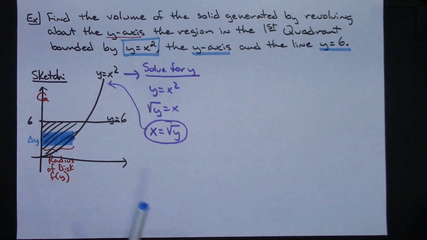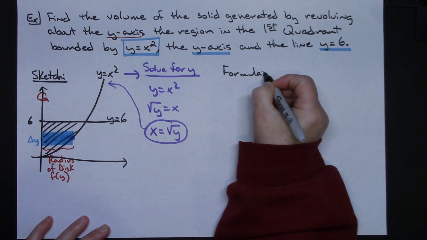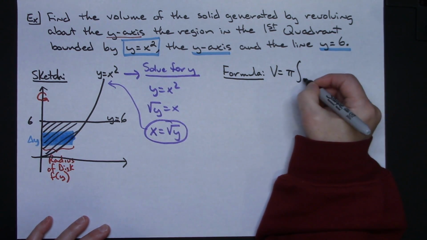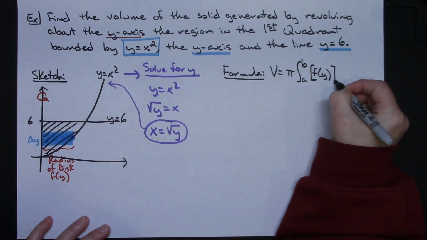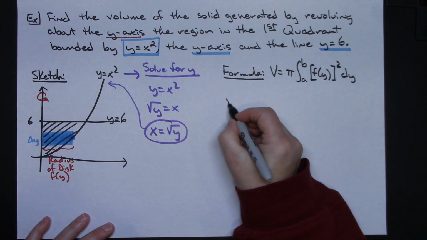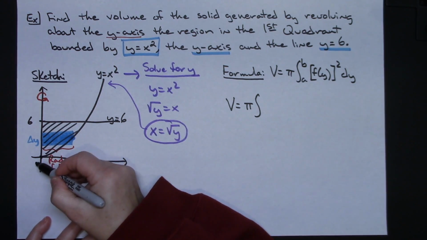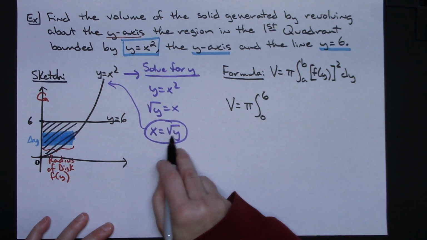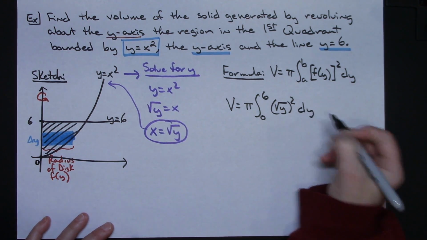Now let's set up our formula for our definite integral. So this one, V equals, it's still going to be pi times the integral from a to b. This time it'll be f of y, because everything is in terms of y, that quantity squared, and then I'll have a dy at the end there. So for this particular one, V equals pi times the integral, here's 0 and here's 6, so from 0 to 6. The function in terms of y will be the square root of y, squared, and then a dy.